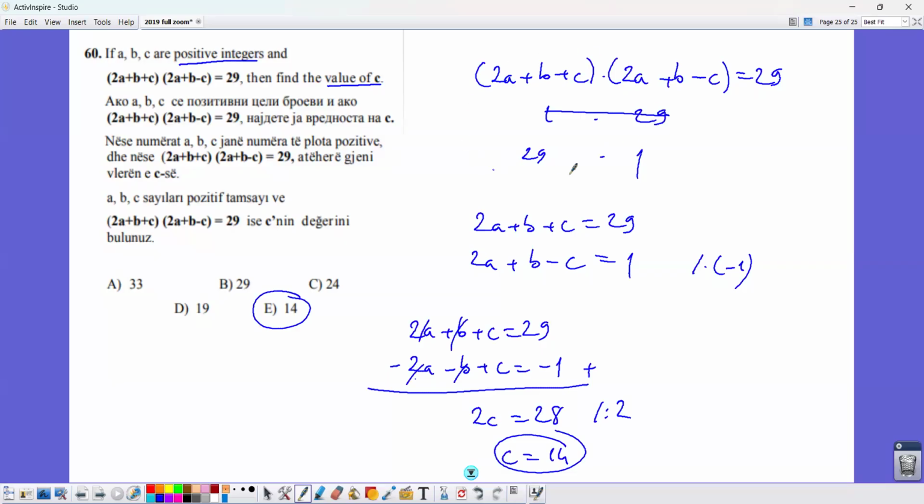This one, guys, here what I did, the first one is 29 and the second one is 1, it's because it is said that they are positive integers, and when we are multiplying and adding integers, again I will have an integer solution. So the multiplication of 2 integers to give me 29 is only possible when one of them is 29 and the other one is 1, because 29 is a prime number.